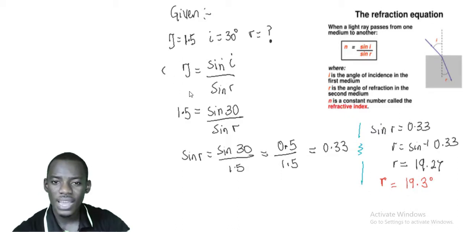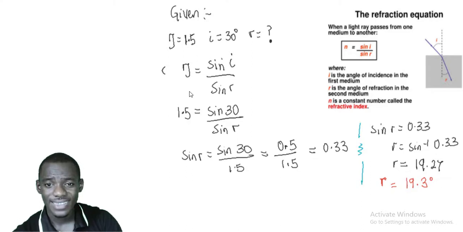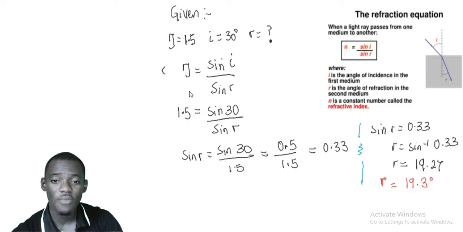We were given that the refractive index is 1.5. The angle of incidence is 30. Now, what is the angle of refraction? Let's check it out. Substituting, the refractive index 1.5 equals sine 30, since 30 is my incident angle, over sine r. If I cross multiply, I'll have sine r equals sine 30 over the refractive index. So sine 30 is 0.5 divided by 1.5, giving me 0.33. So that's sine r equals 0.33.